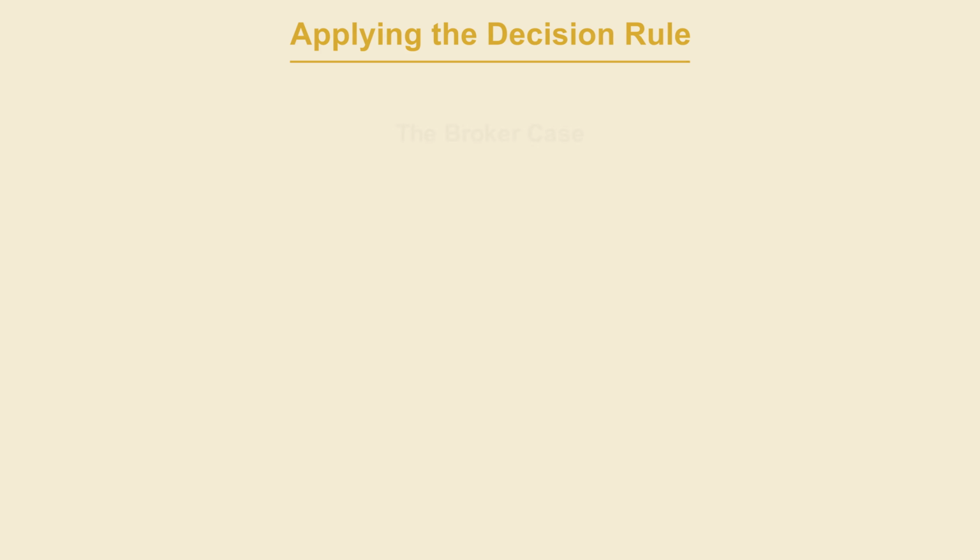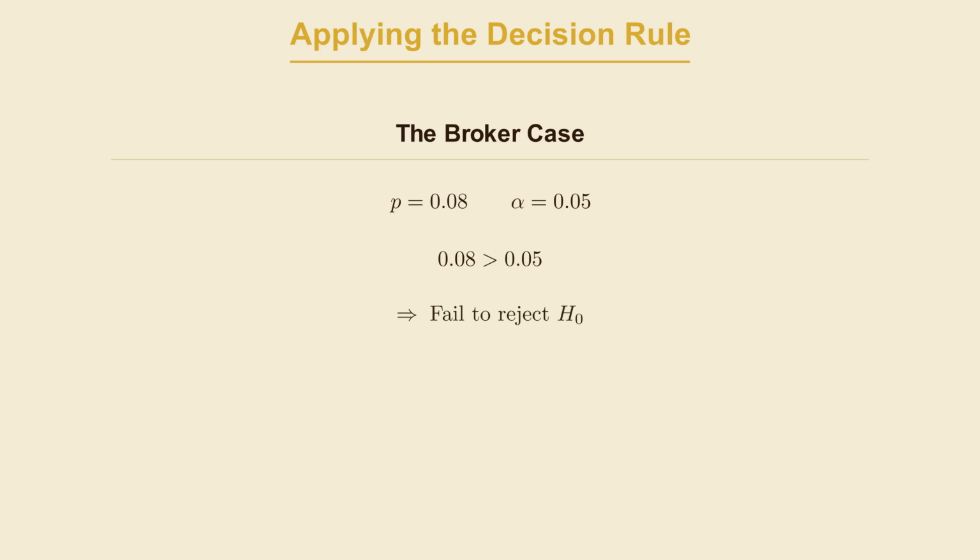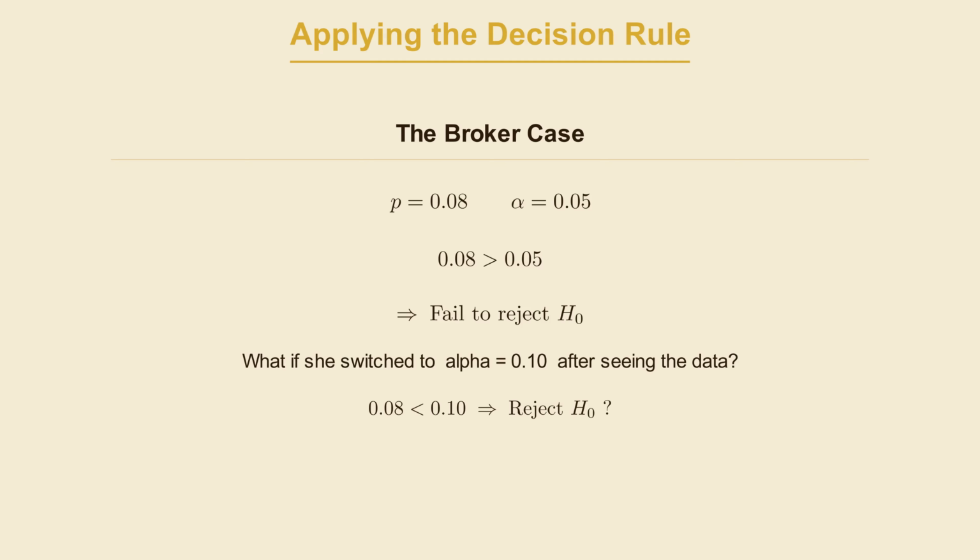So let's apply this to the broker case. The p-value is 0.08. At alpha equals 0.05, 0.08 is above that threshold, so she fails to reject the null hypothesis. The evidence doesn't clear the bar, at least not enough to publish. Now, if Bess really wanted to publish this story, she might be tempted to switch her threshold to 0.1. And since 0.1 is above the 0.08, that means that she would reject the null hypothesis instead, and the evidence would in some sense clear the bar.